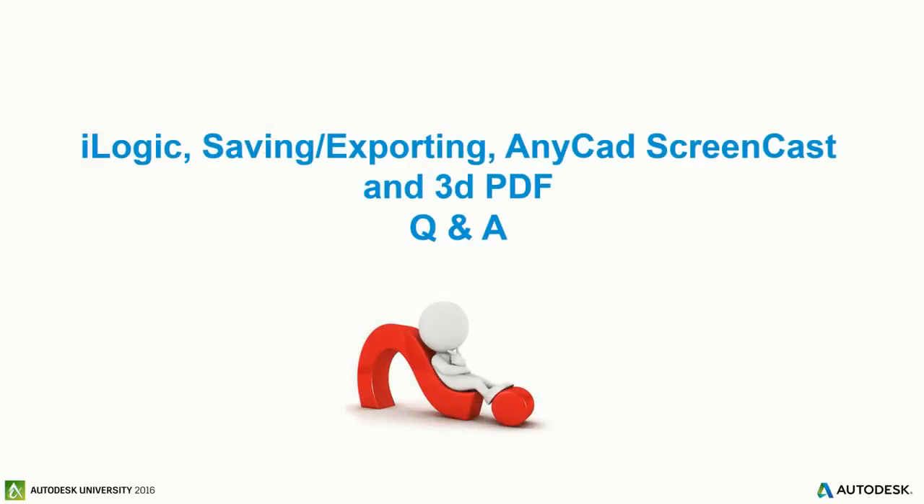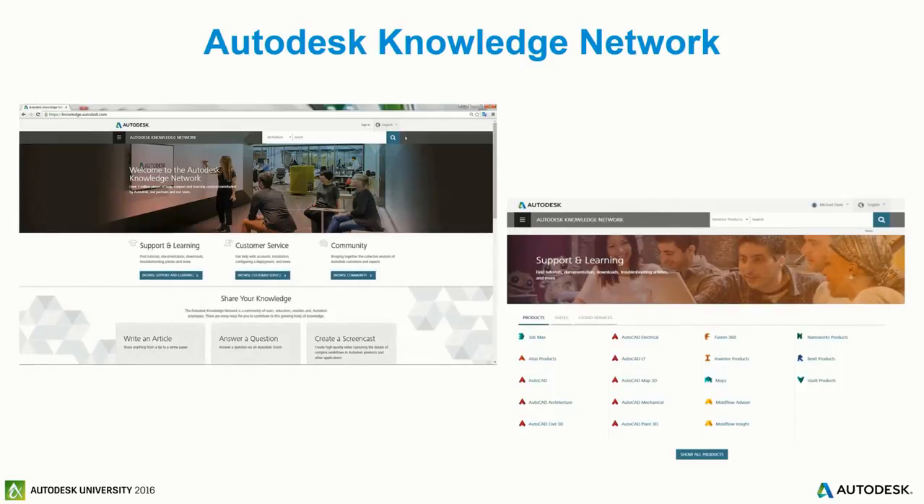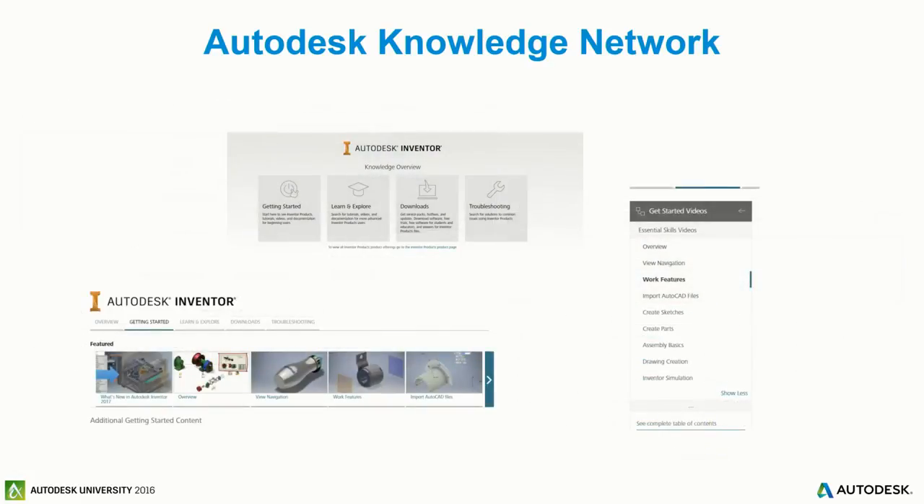Any questions on any of that really quick? Where to go for help? You keep hearing me say AKN. Again, all the links are in the book, where to go. Great place for knowledge. If you get an error in your AutoCAD or Inventor that crashes, 1603, search it. It's there. I'll guarantee you there's an answer. Well, almost guarantee, if it's a new one.